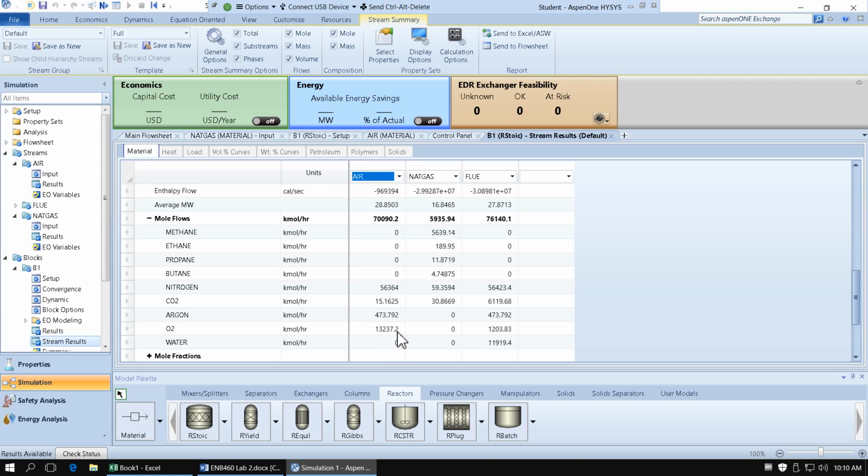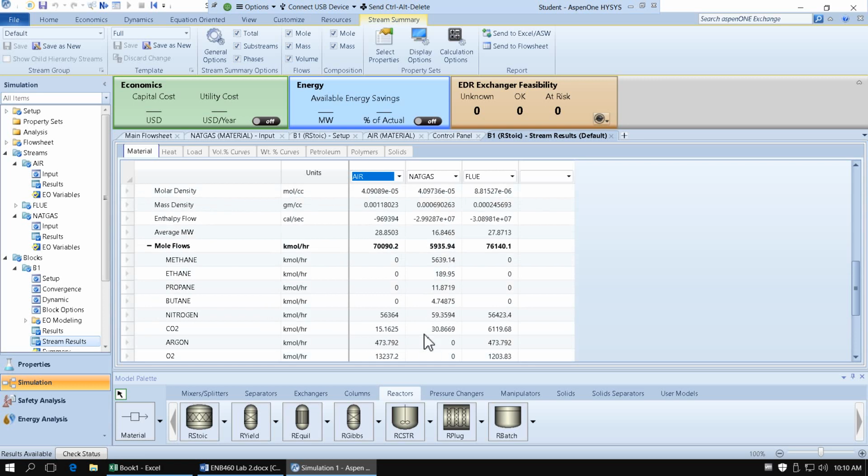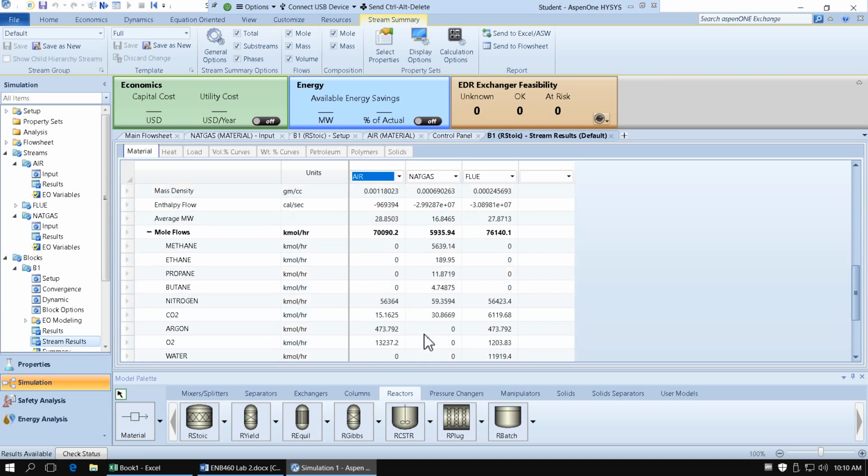And if we look at the excess oxygen here, so we put in 13,237 and we got 1,203.83 in the flue gas. So that's roughly 10%, or probably 10%. So I think this model has been good. So we can now collect the data.